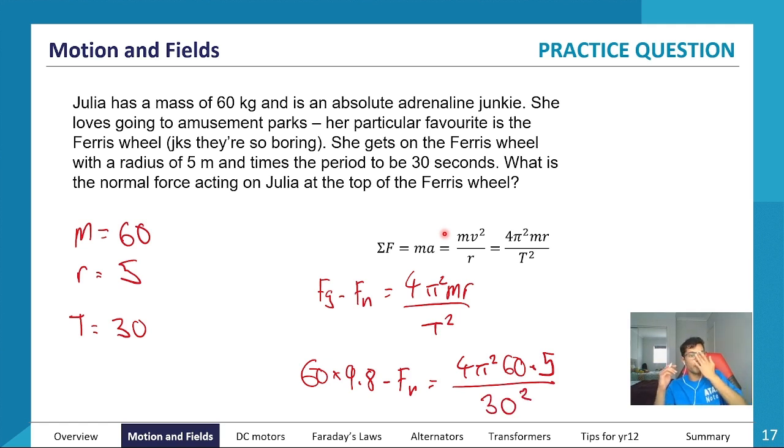Just because of time, I'm not going to fully solve it, but this is what you would do to find the normal force. Just remember, don't do what I did and completely forget that the normal force is less than the gravitational force when it's at the top. So we get force of gravity minus the normal force is equal to all of the circular motion equation.